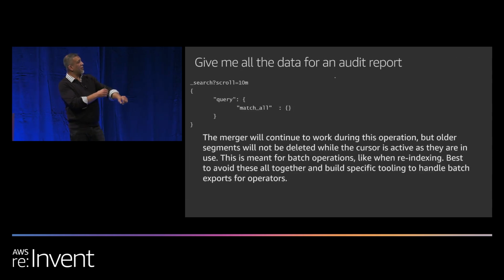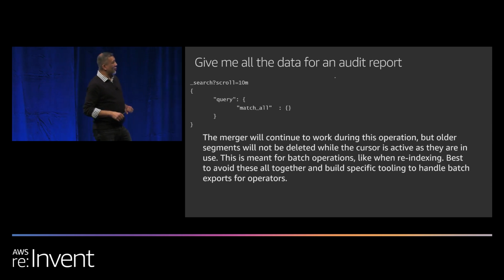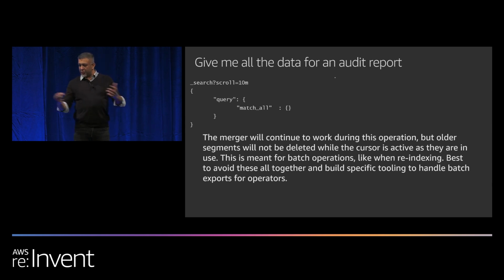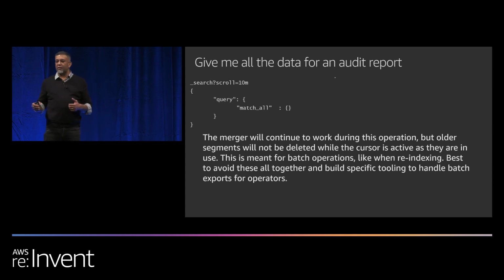So this is one that we run into all the time, and it's the dreaded scroll. Someone needs a bunch of data. They want to export it out of Elasticsearch, and it seems really reasonable to do that. The challenge comes from the underlying technology of how Elasticsearch works.